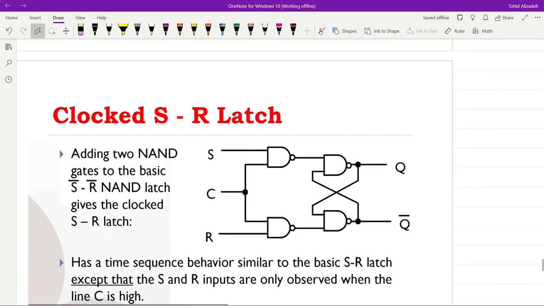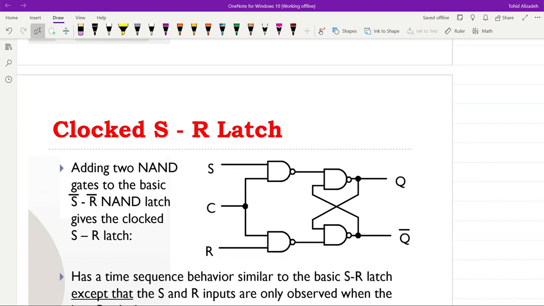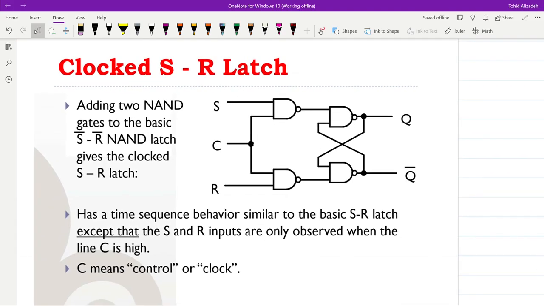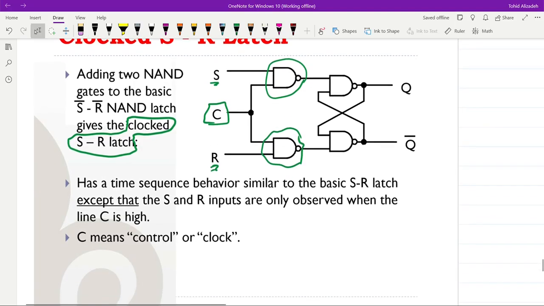Alright, so those latches that we have seen till now, the SR or the not S not R latches, didn't have a clock input. So they were basically asynchronous. Now we are going to introduce the clock to our latches, and we will have a clocked SR latch. You can see here that two additional NAND gates are used. They receive the S and R input, and we have a third input, which is the clock or C input. So in this case, we will have a clocked SR latch, which is constructed using the NAND gates.